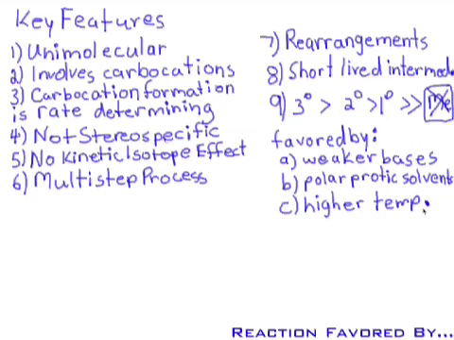Okay, so there you have the key features for the E1 reaction mechanism. Let's go through and look at some of these if we can. The first one, unimolecular, we've already mentioned. Well, carbocation intermediate forms in the first step of the unimolecular reaction, and so point 2 is pretty obvious, key feature 2. Key feature 3, we've somewhat mentioned this already.